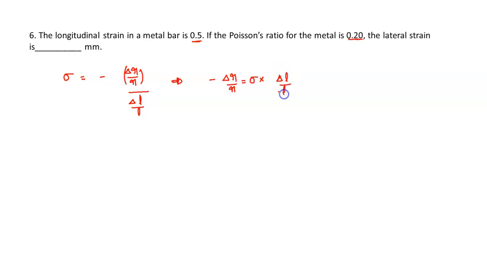L by L. Now just substitute the value. Sigma value is given as 0.20. Delta L by L, longitudinal strain, is given as 0.5. So the value here will be equal to 0.1. This negative sign indicates that if the radius is increasing, then the length will be decreasing, or the reverse: if the length is increasing, the radius will be decreasing. If this is positive, the lateral strain will be negative. Let us see the next question here.